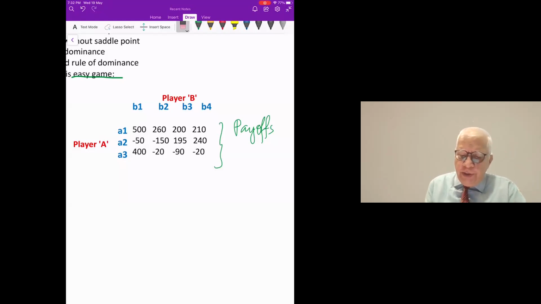Now A1, B2 will result in a payoff of 260. That means if player A plays strategy A1 and player B plays strategy B2, then the resultant payoff to player A is 260. What is the payoff to player B? It is minus 260, because A's payoff is 260, B's payoff will be minus 260. So this is the meaning of this game.